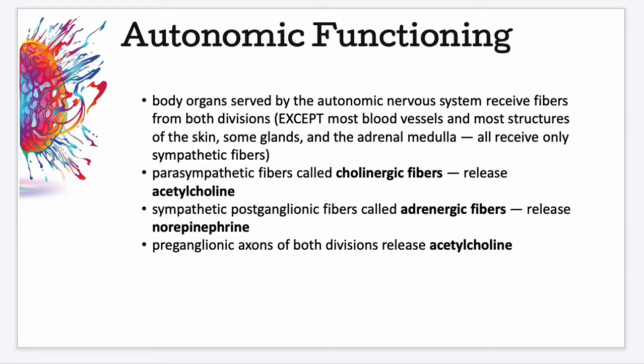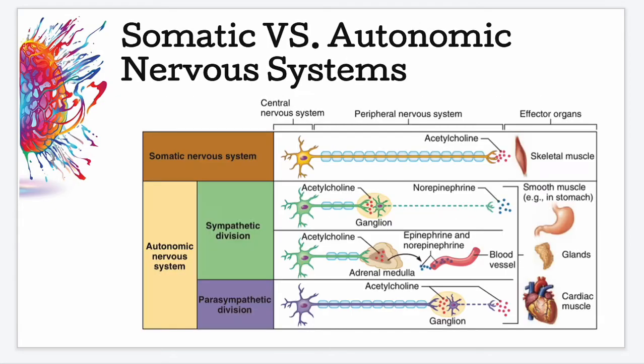So, autonomic functioning. Body organs served by the ANS receive fibers from both divisions. Your parasympathetic fibers, called cholinergic fibers, release acetylcholine, while your sympathetic postganglionic fibers, called adrenergic fibers, release epinephrine.